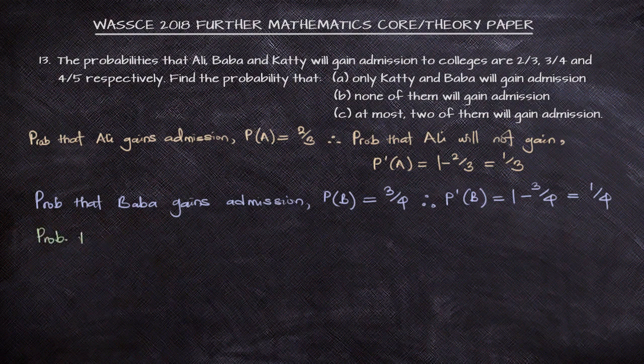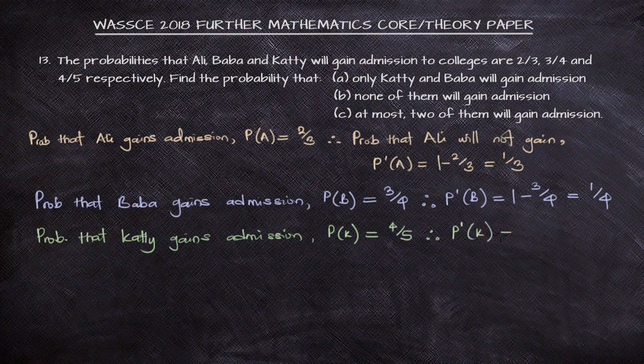So moving on to Katie, we can also find this expression for Katie. We've been given that the probability that Katie will gain admission is 4/5. So we can write it out that the probability that Katie will gain admission will be probability of K, which is 4/5. So the probability that Katie will not gain admission, P prime K, will be 1 minus 4/5, and that will be 1/5.